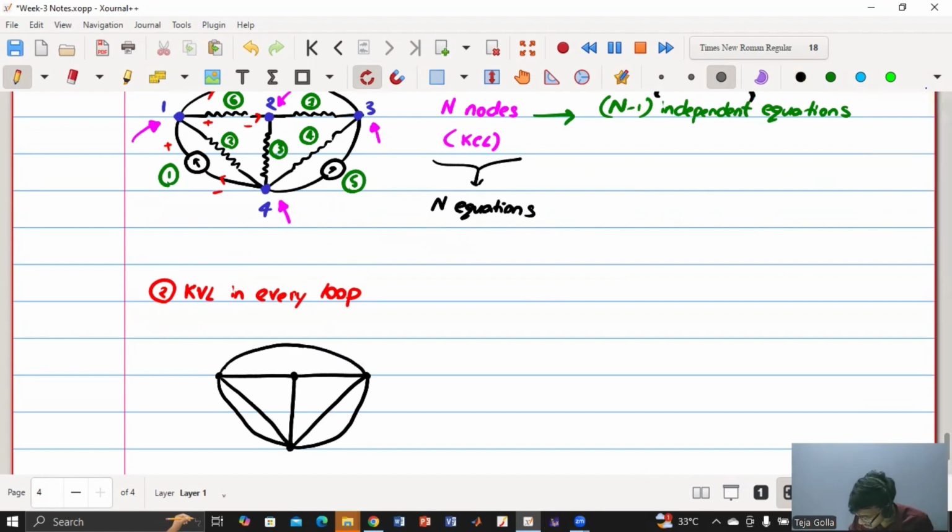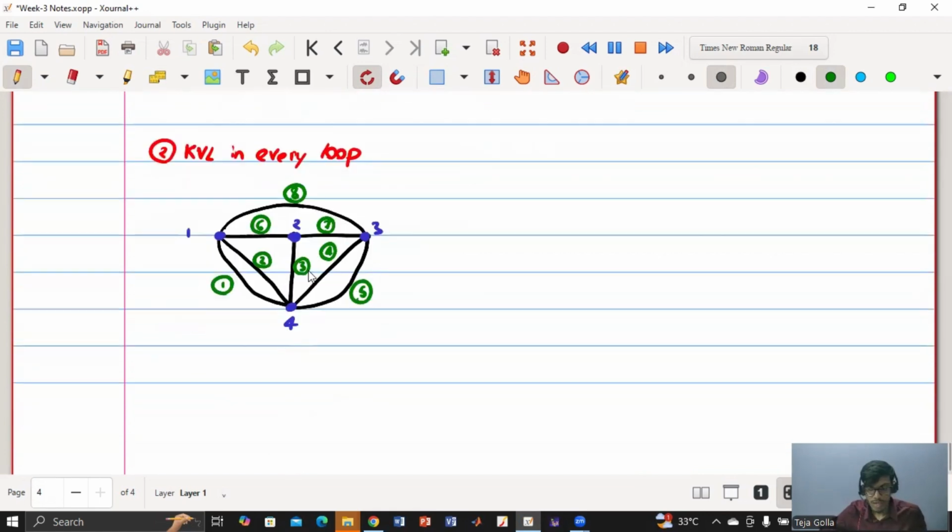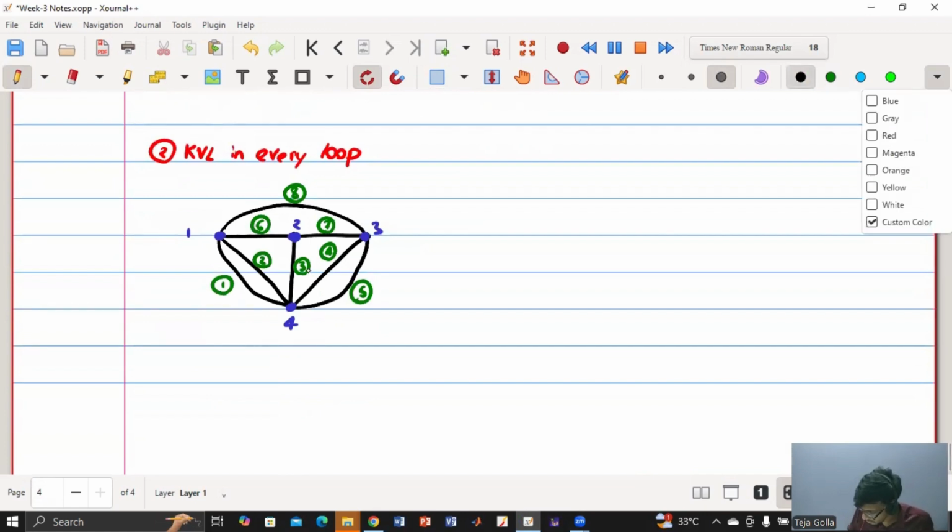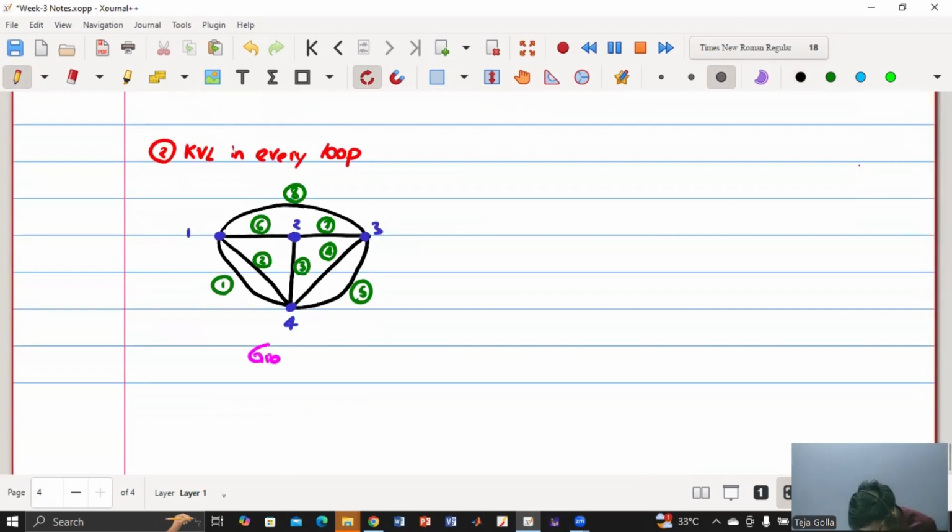So we'll use the same notation. These are nodes: 1, 2, 3, 4 nodes. And we have elements or branches: 1, 2, 3, 4, 5, 6, 7, 8. So this is called a graph. It is like a skeleton of the circuit. And kindly go through that link that I have provided, then you'll understand better.